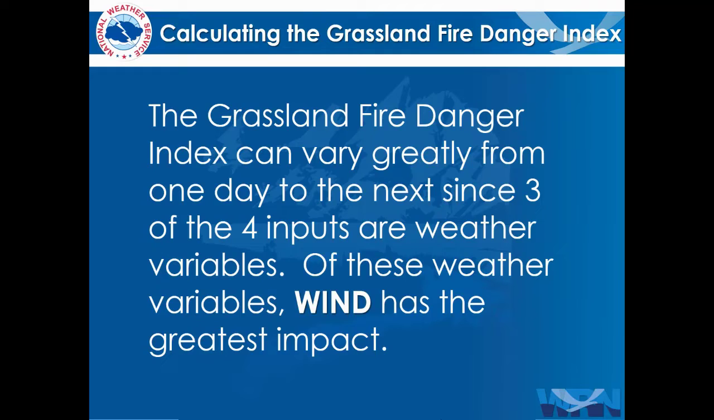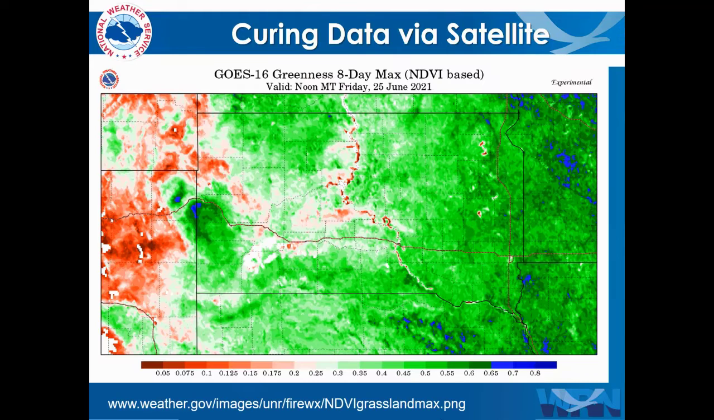So, if it's a hot day and it's relatively dry outside, but we have zero wind, then likely the Grassland Fire Danger Index is going to be fairly low. But if we have hot and dry conditions and a very windy day and the fuels are receptive, then we can have a very high or even extreme Grassland Fire Danger Index for that day.